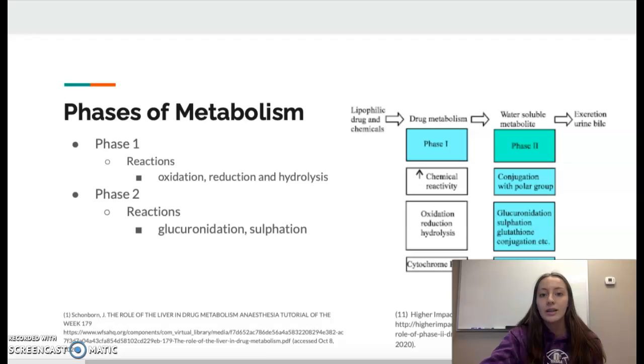The reactions of phase 2 are glucuronidation and sulfation. Glucuronidation is a major route of metabolism and allows excretion through the liver and the kidneys, while sulfation is responsible for the toxicity.